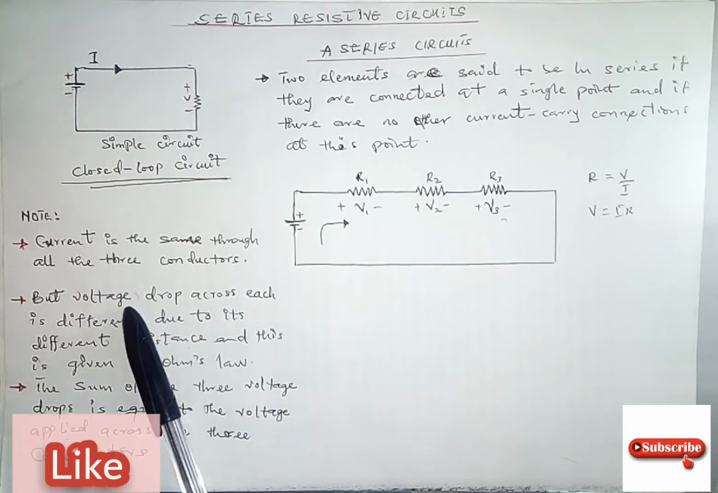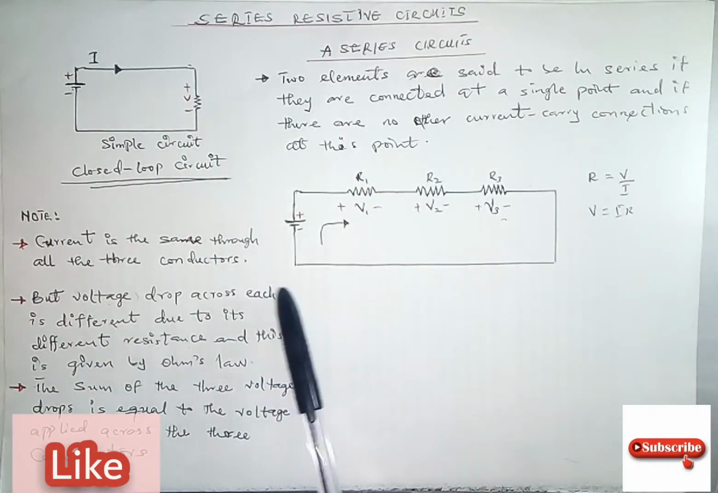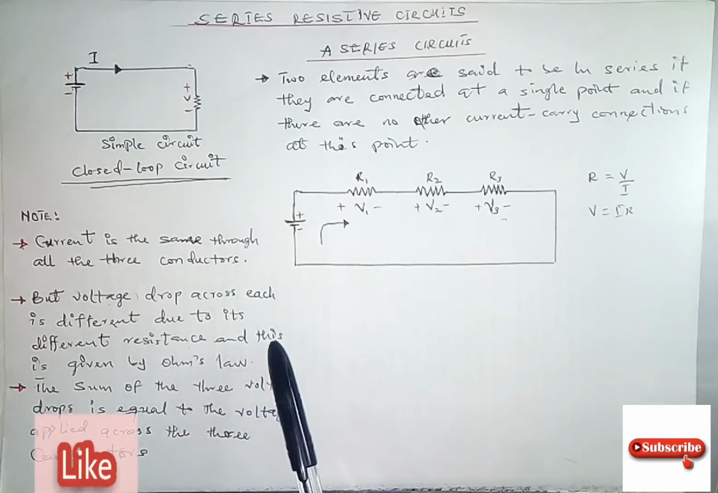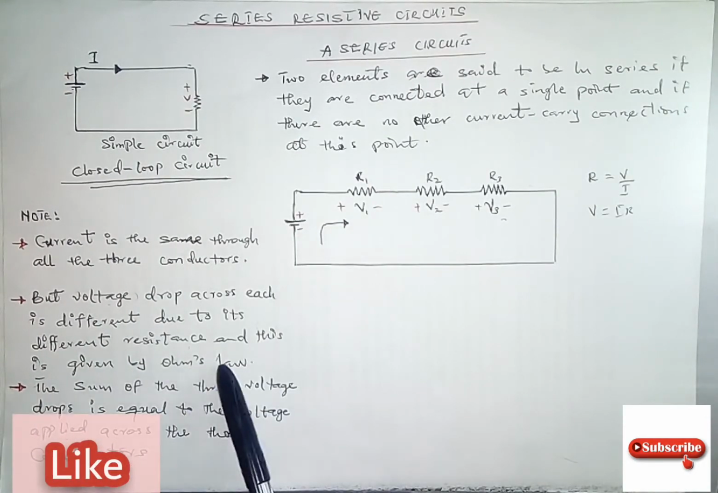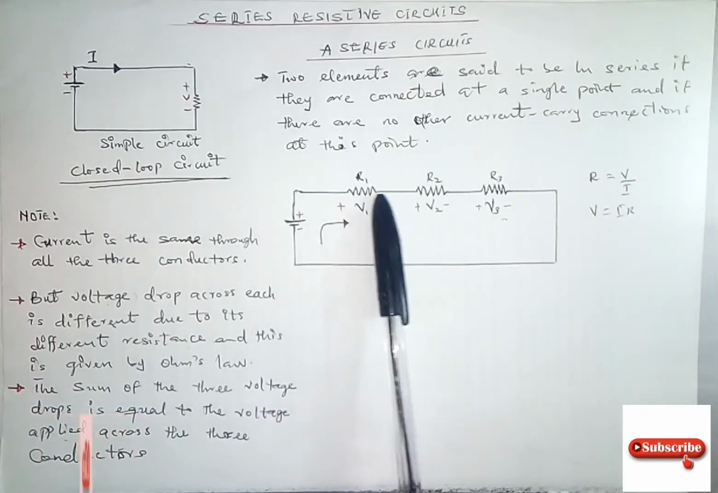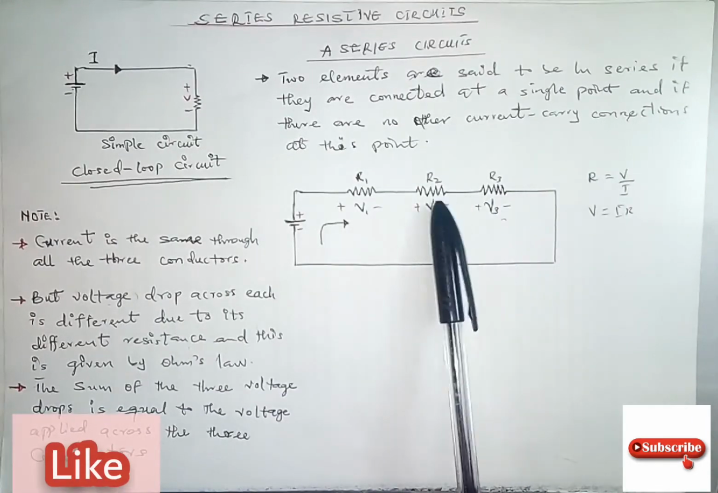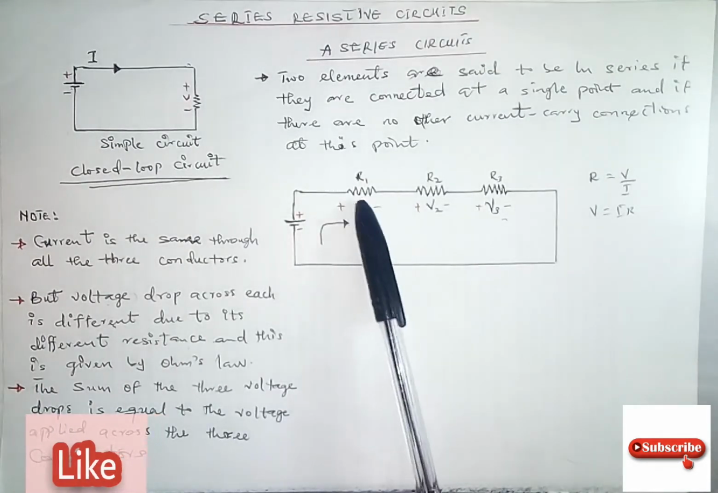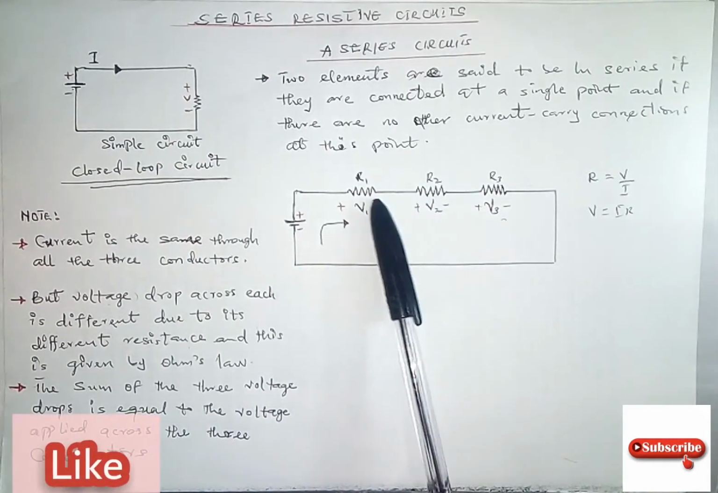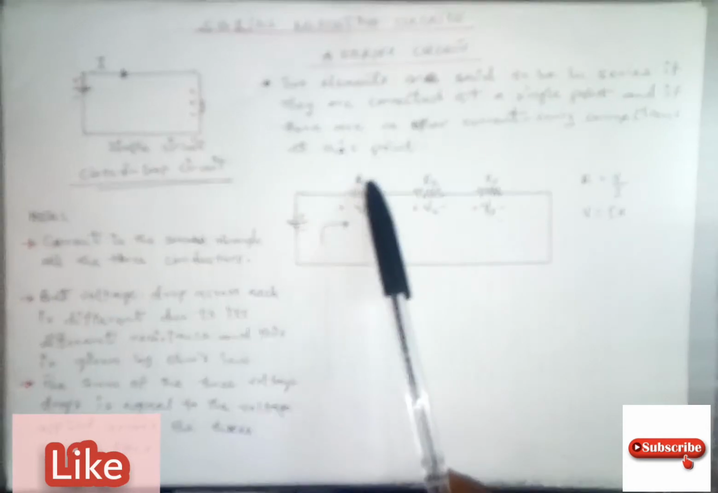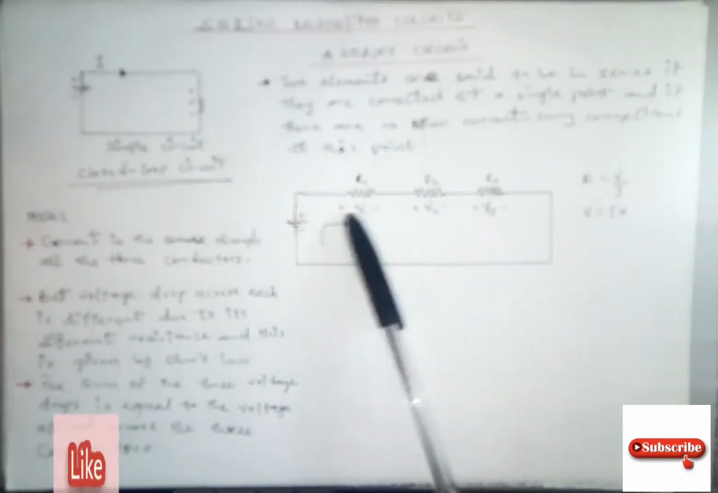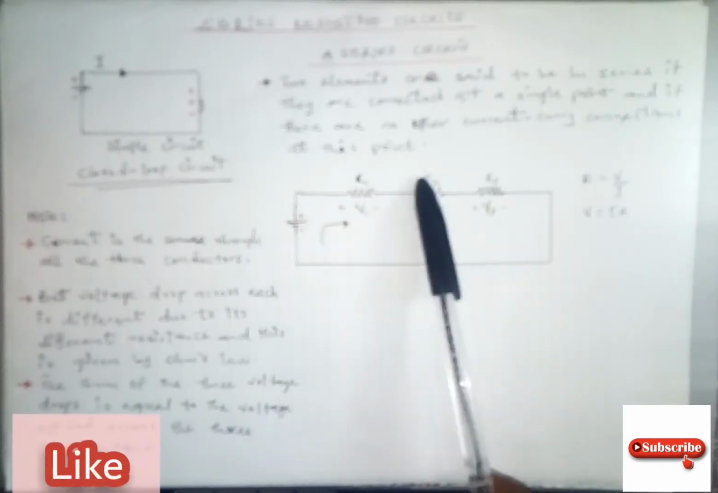The second one is that the voltage drop across each is different due to its different resistance, and this is given by Ohm's law. What do we mean? The resistor here might be different from this one, and might be different from this one as well. So no matter what, the voltage will be different as well. Which means if the resistor is high, the voltage drop is going to be higher, according to the amount of resistance we have in each unit of this circuit.